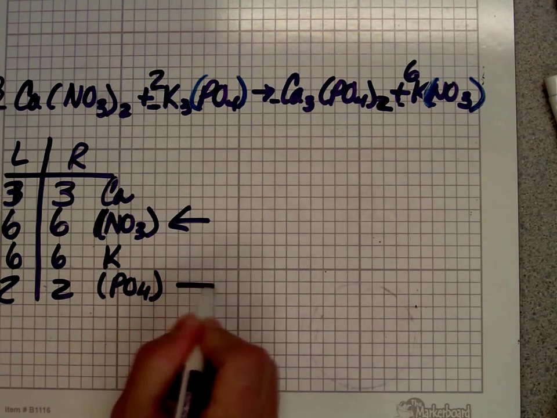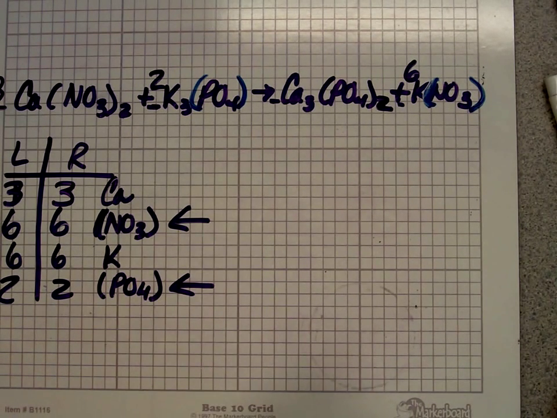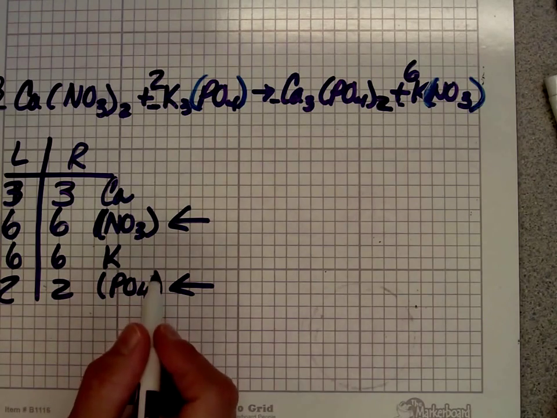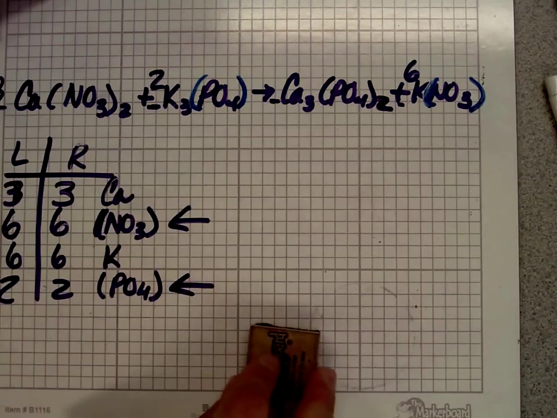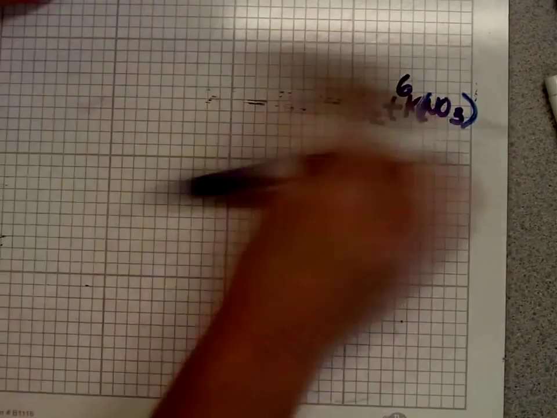Really important. One of the most important things you're going to do in chemistry when you're balancing equations is to remember to keep those polyatomic ions together if they are on both sides of the equation exactly the same. Now let's do a combustion reaction.